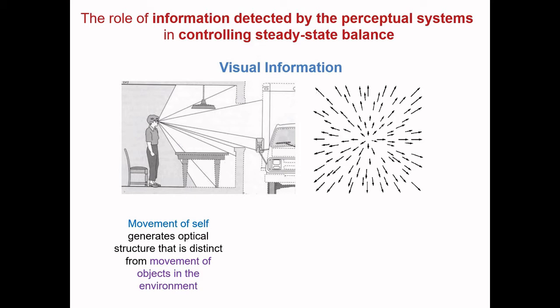Different types of optic flow contain different types of information. For example, movement of the head relative to the environment generates an optical pattern that is quite distinct from the pattern produced by the movement of objects in the environment moving relative to you. Here we see the pattern of motion that's generated when you sway forwards. There will be an optical expansion in all parts of the visual field. In other words, the optical pattern is a global one, that there's optical change everywhere in your visual field.